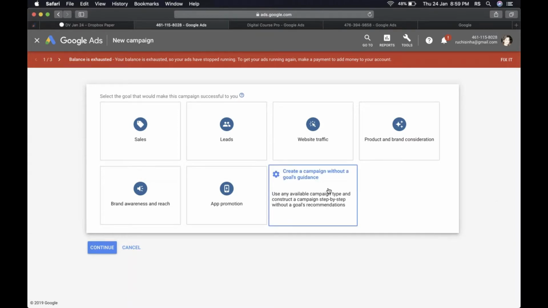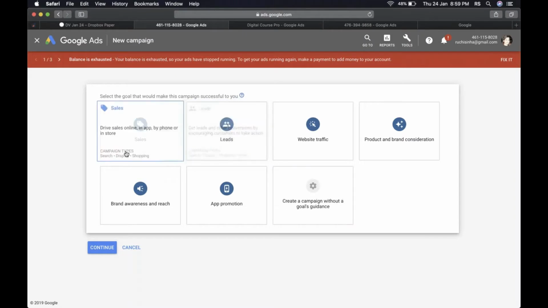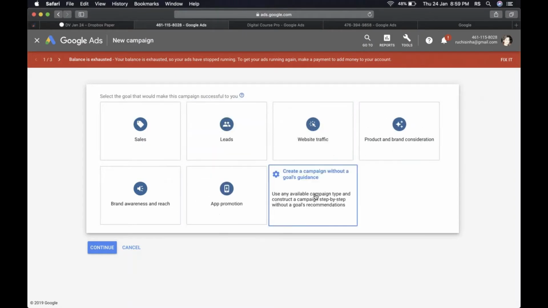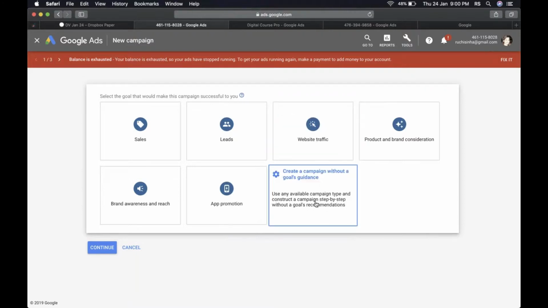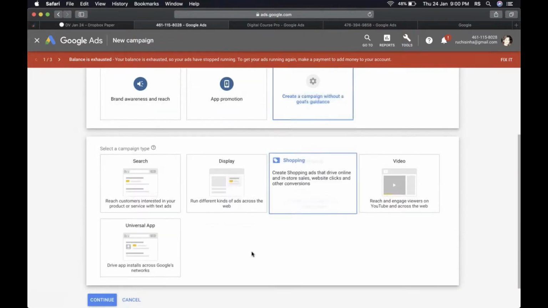Okay, so create a campaign without a goal's guidance. I'm going to go to this option, where they will tell me step by step all the options and everything. But you can also choose one of these, where if you're sure, then they will guide you with the campaign creation itself. They will choose some settings for you, right? I'll take this, create a campaign without a goal's guidance.